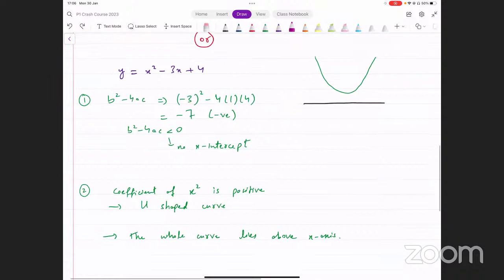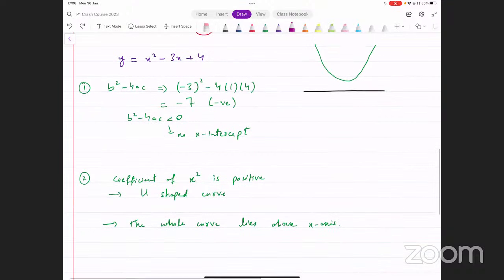So this could be another way to prove this. You could prove that the discriminant is negative, and also at the same time, that it's a U-shaped curve.